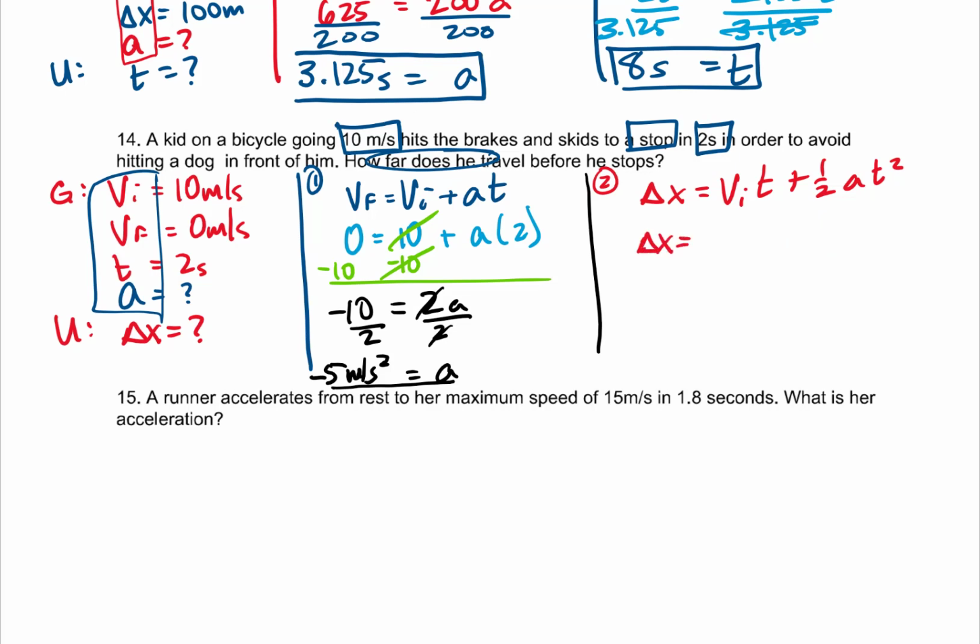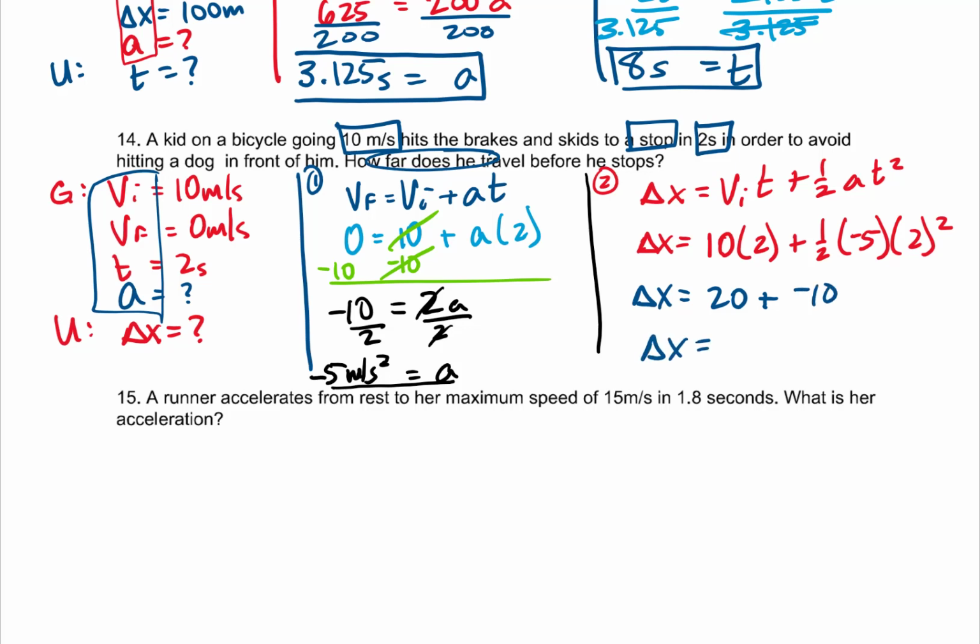Delta x is equal to my initial velocity of 10 meters per second times 2 seconds plus 1/2 times the acceleration of negative 5 times 2 squared. So delta x is equal to 20 plus 1/2 times negative 5 times 2 squared, negative 10. So my delta x comes out to be 10 meters.